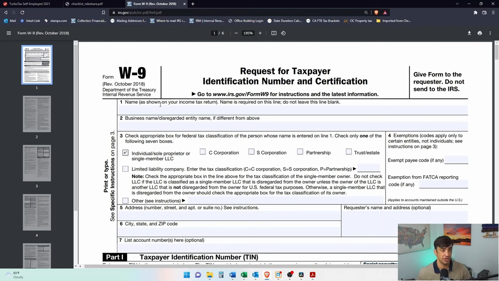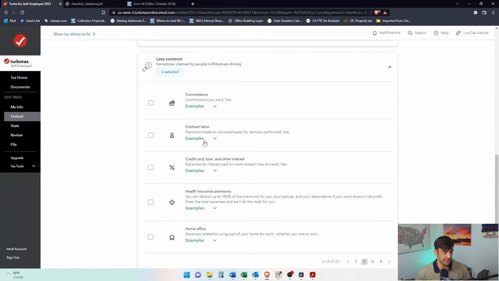So if you paid them over $600 in 2021, we're a little late now, but it was January 31st of 2022, and so on. If you pay over $600 for 2022, the due date is January 31st, 2023. So make sure at least you don't miss it moving forward. All right, that's contract labor there.